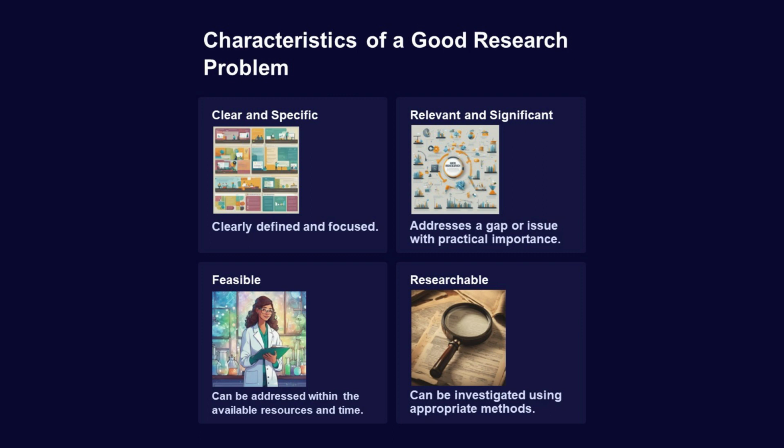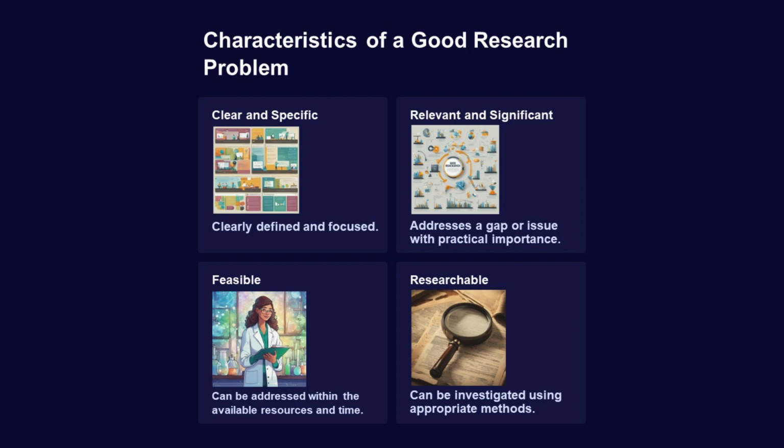Relevant and significant: addresses a gap or issue with practical importance. Relevance and significance are the twin pillars of a strong research problem. Your problem should matter not just to you, but to the world. It should address a gap or issue of practical importance. Think of it as solving a puzzle piece that completes a bigger picture.